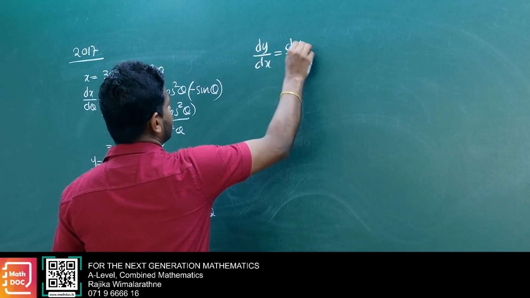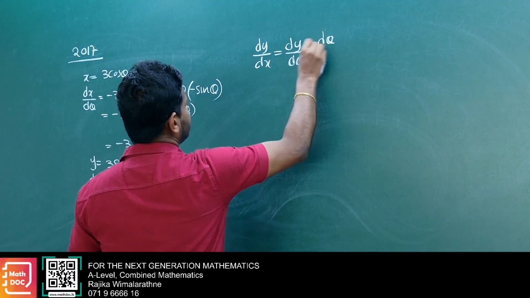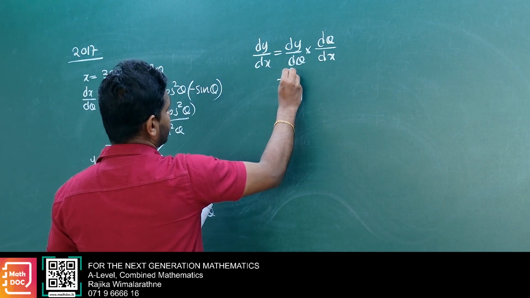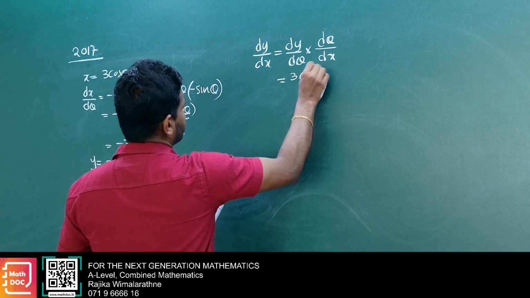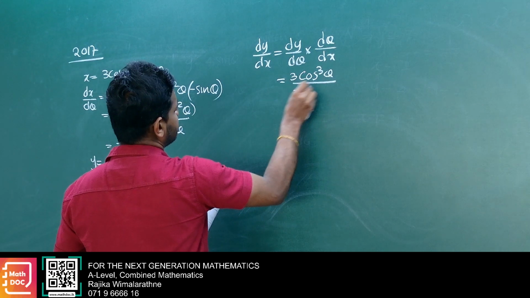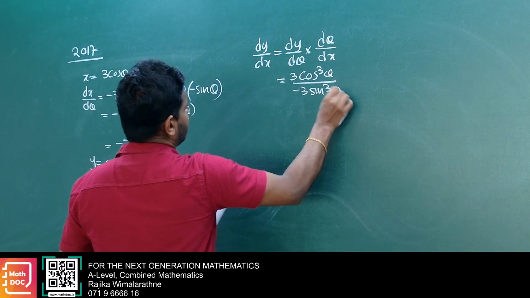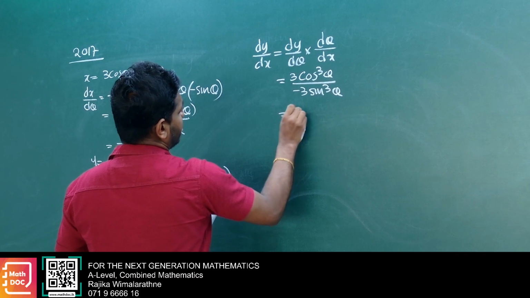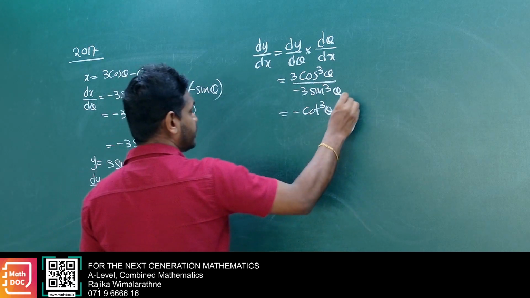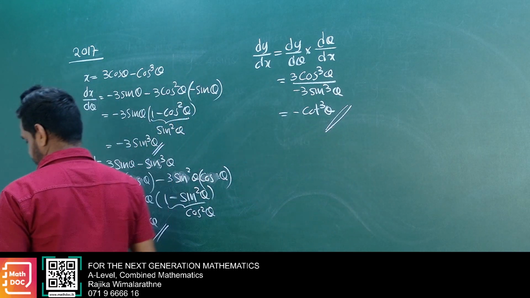Then dy/dx equals dy/d theta times d theta/dx. dy/d theta is 3 cos cube theta, d theta/dx is 1 over minus 3 sin cube theta, that means minus cot cube theta. We have to show that, no?